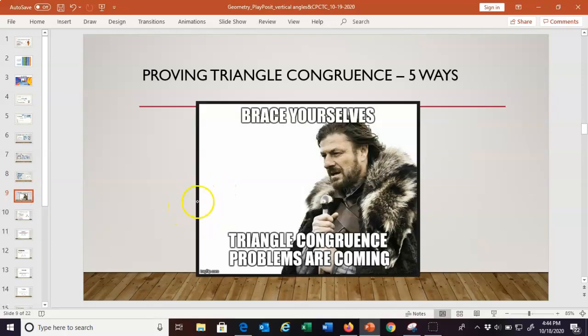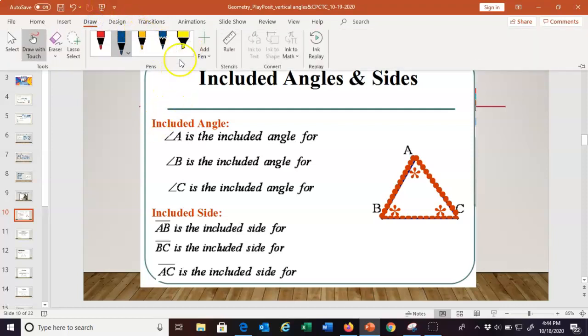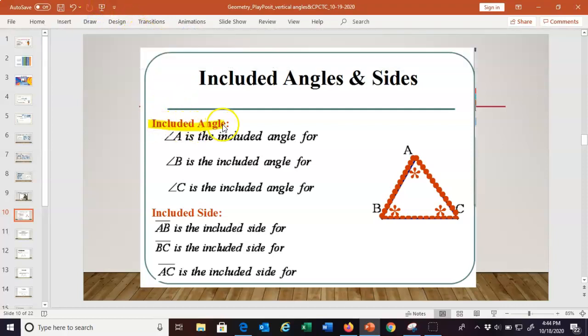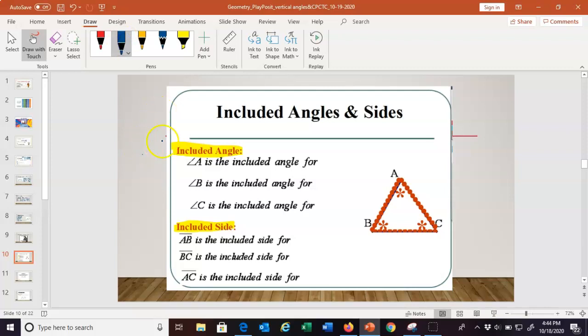Okay, so brace yourselves. We are going to learn 5 different ways that are going to help us prove triangles are congruent. There are 5 different postulates. Before we talk about the 5 postulates, we're just going to go over some vocabulary. The first term we want to know is, what is an included angle? And then we're going to talk about an included side. And hopefully it's kind of intuitive. The name itself lends itself to the definition.